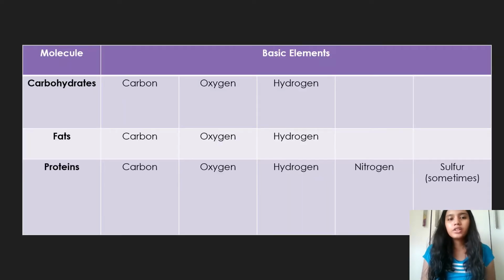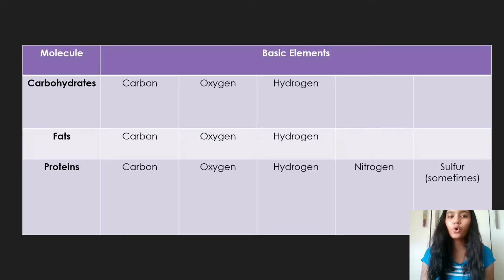Okay, so first we have three food components: carbohydrates, fats, and proteins. You are required to know the elements that make up each of these molecules. So if you have a molecule of carbohydrates, the basic elements present in a carbohydrate are carbon, oxygen, and hydrogen. Also, another tip here for chemistry: when you are asked to define a carbohydrate, you need to say a carbohydrate is a molecule that comprises carbon, oxygen, and hydrogen only. You get a mark for stating only, so never leave it out.